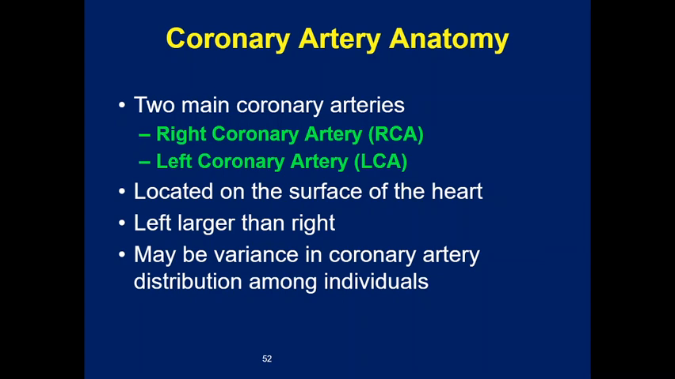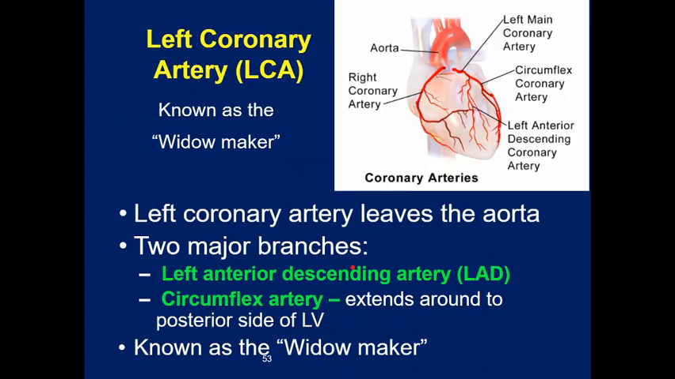Like I mentioned, the RCA and the LCA sit on the surface of the heart, and the left is larger than the right. Remember, if you want to be a ventricle, you want to be the left ventricle, so you need a lot of blood flow to work. Some people have a little variance in distal coronary artery distributions, but everyone has an RCA and LCA, I'm pretty sure. The variation is in the smaller branches of these big honking ones. So let's go through the arteries in more detail.